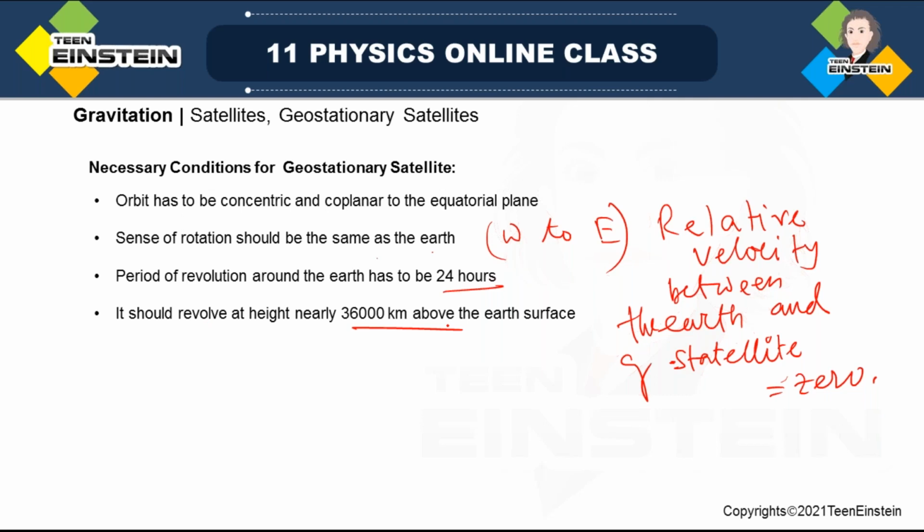Okay, so these are the few points you should remember. Any one of these conditions alone will not make it a geostationary satellite. All these parameters have to be satisfied, then only the satellite can be called a geostationary satellite.